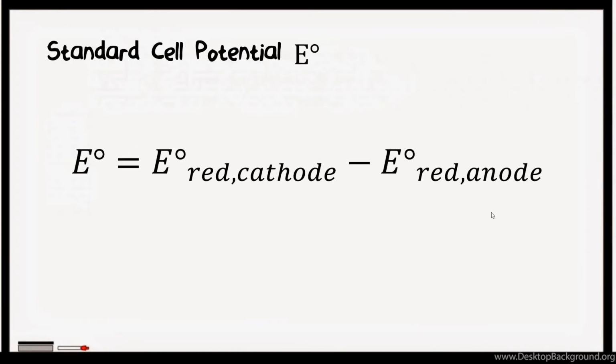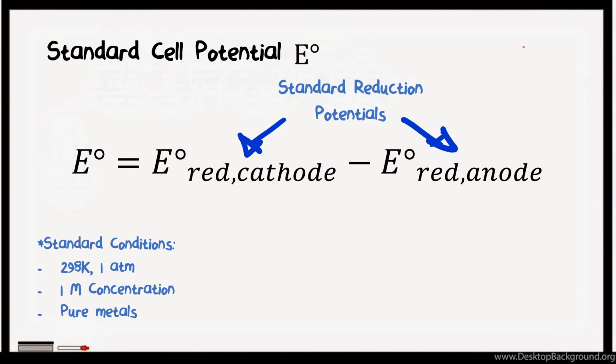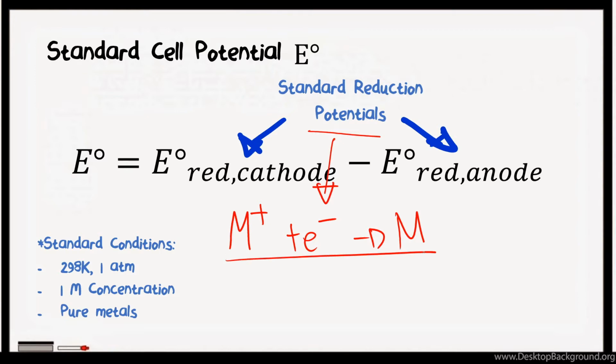So first, let's look at the standard cell potential. The standard cell potential is the difference between the standard reduction potentials of your cathode and your anode. Yung standard reduction potential natin is the potential associated with the reduction of ions under our standard condition, and the reduction reaction has the form like this, M plus e minus to form M. So the standard reduction potential, this is the potential associated with this form of equation.